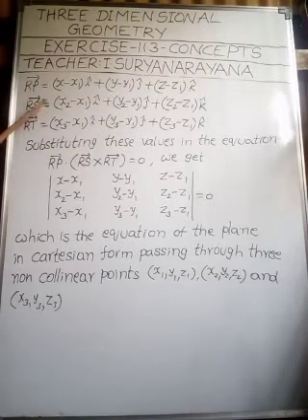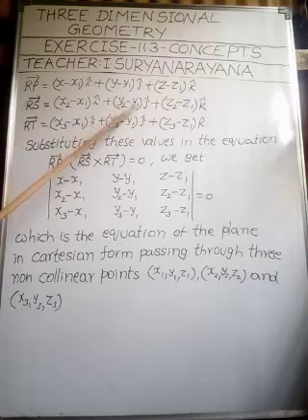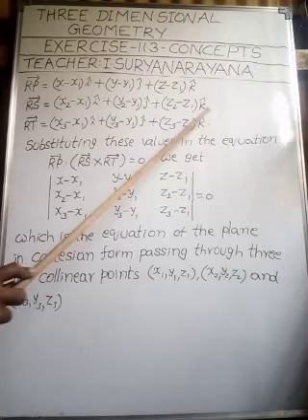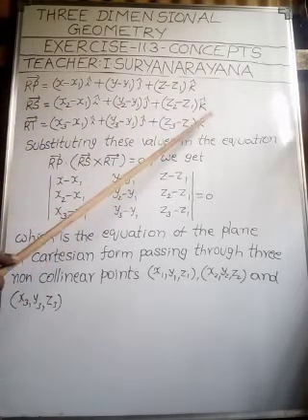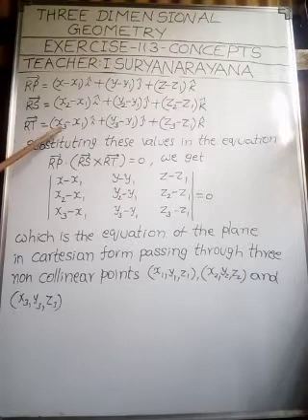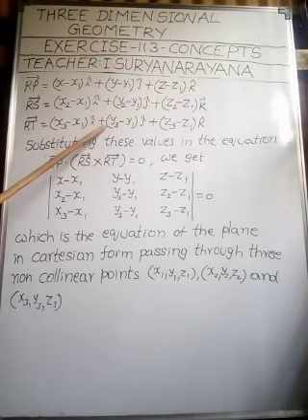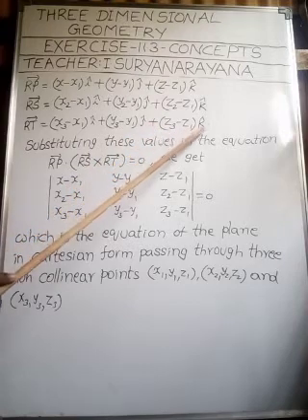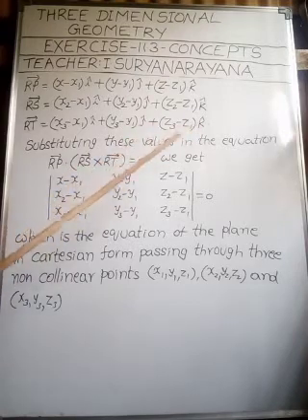Similarly, RS bar is equal to (x2 minus x1) i cap plus (y2 minus y1) j cap plus (z2 minus z1) k cap. Okay, my children, understood this step. Similarly, RT bar is equal to (x3 minus x1) i cap plus (y3 minus y1) j cap plus (z3 minus z1) k cap. Understood this step, my children?